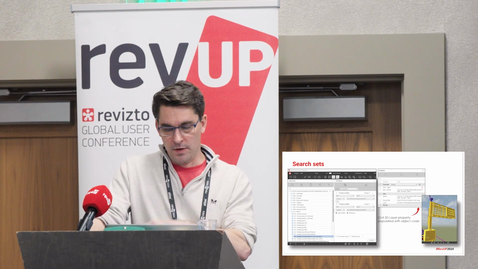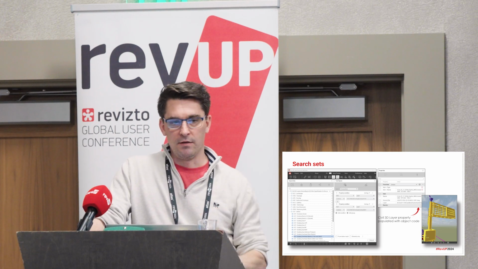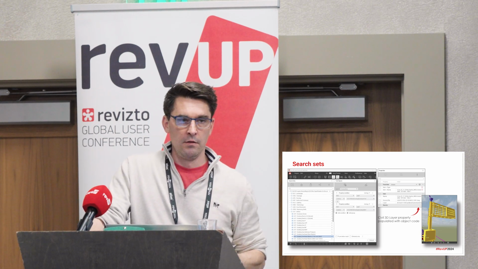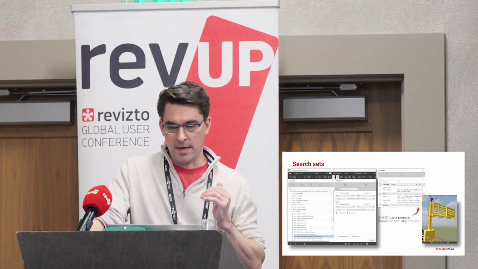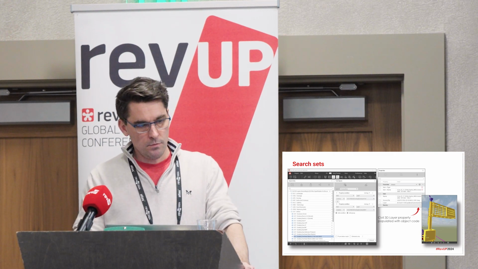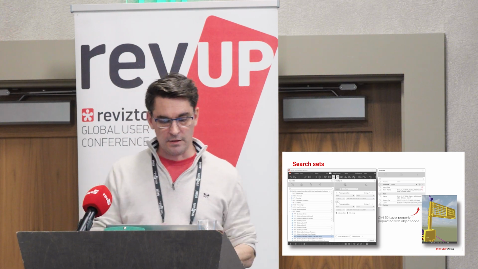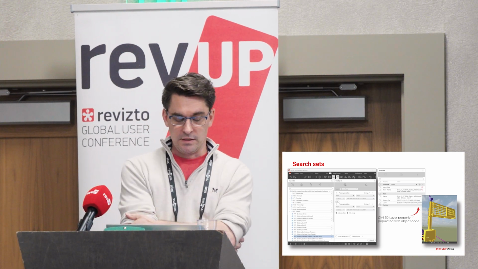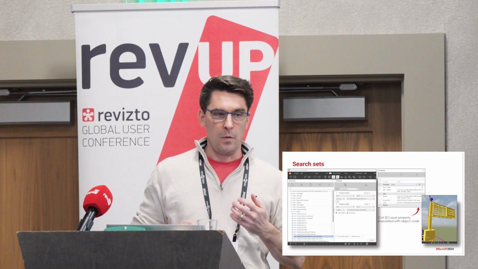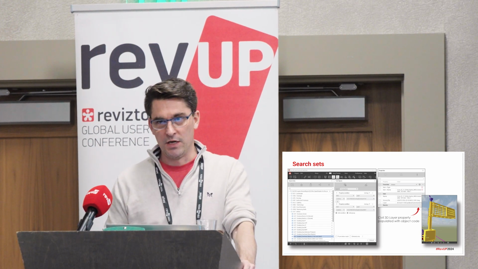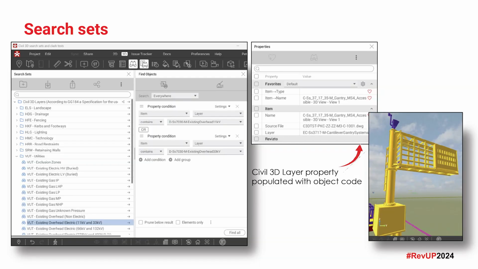So with a buildings project, you can use the Revit category, and it's quite robust. That's quite a good property to use for that type of project. But with the civil stuff, you need to think about what properties you're going to be using to generate those search sets. What we're seeing here is an example of one of these highways projects in the UK.